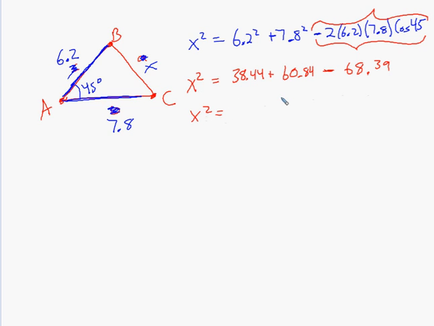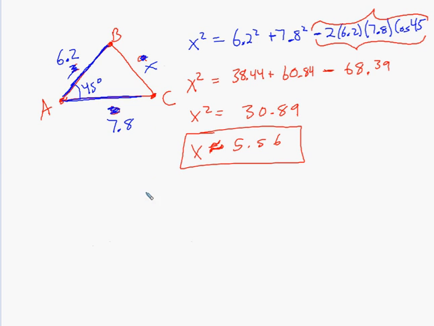So we have x squared, we'll just add all those. I get 30.89. And then we'll square root it. Okay, this is an approximation. We have to be careful with that. This is approximately, we didn't do it exact, right? So that's how many units x would be. 5.52. That's easy.